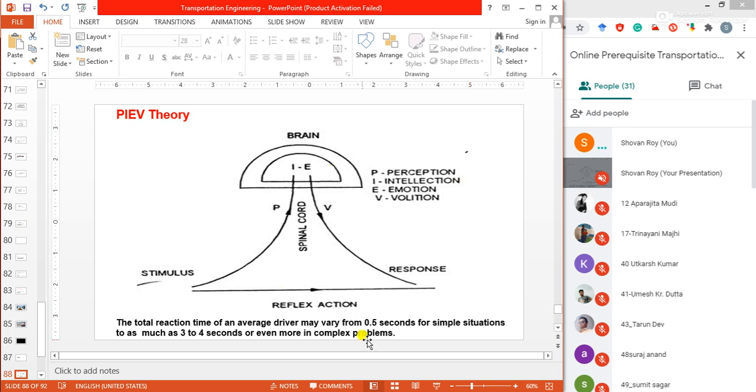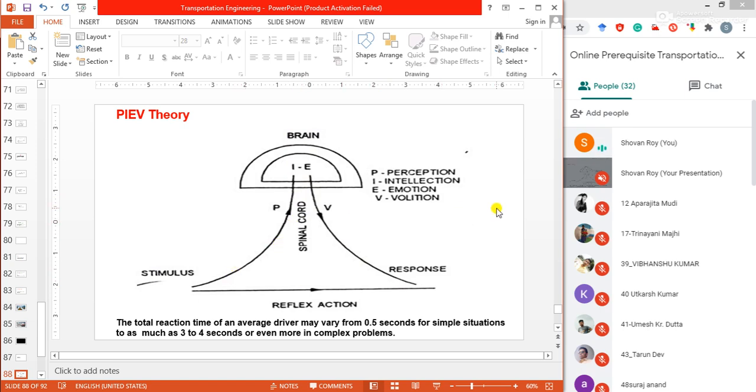So through this reflex action you can see the stimulus going, that is perception, P, to I, that is the brain, intellection, and E is the emotion. Then the response is coming, the volition, and in between our spinal cord is there. Okay, the stimulus is our nervous system.